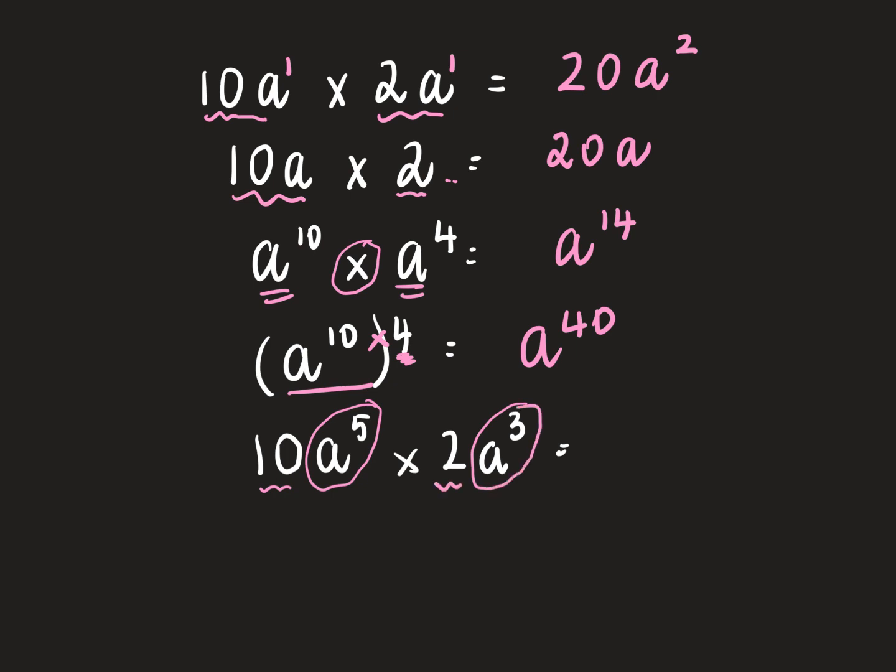How do I do this? I multiply the numbers. 10 times 2 is 20. Then I multiply the letters. A to the power of 5 times A to the power of 3. That is A to the power of 5 plus 3, which is 8.